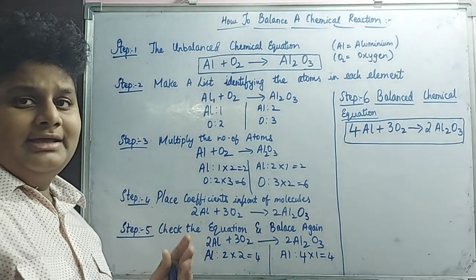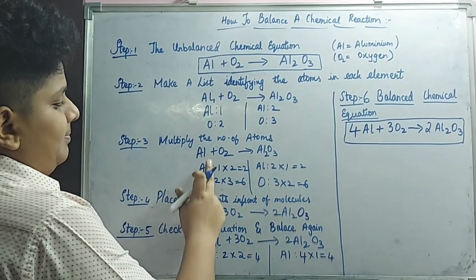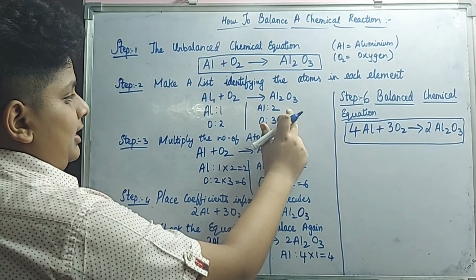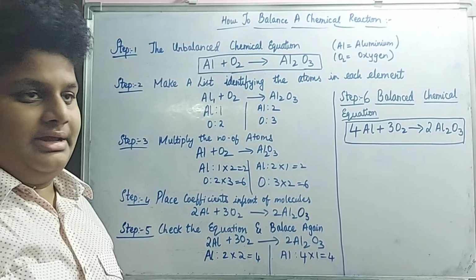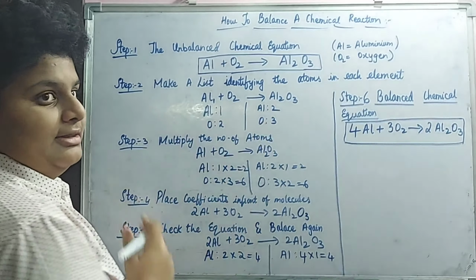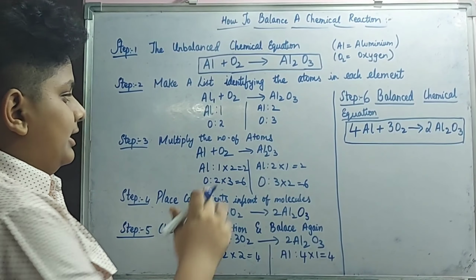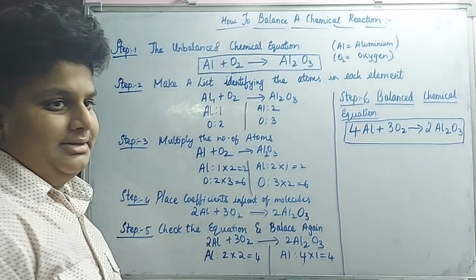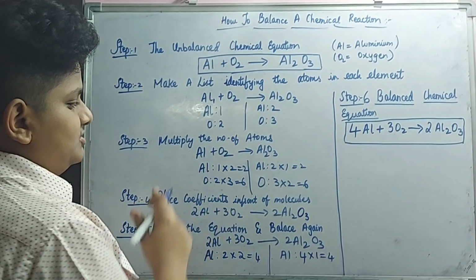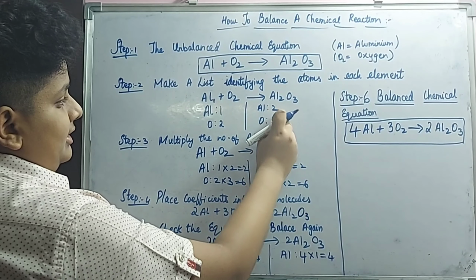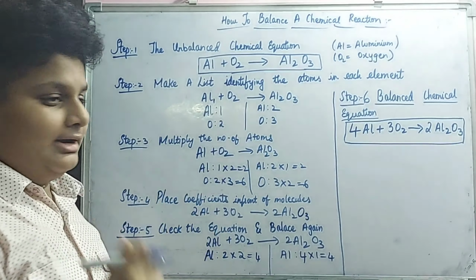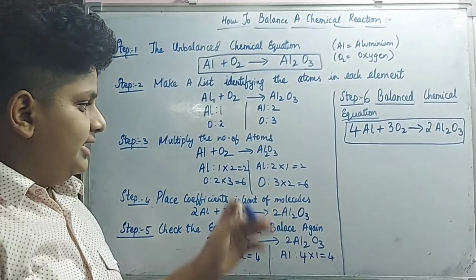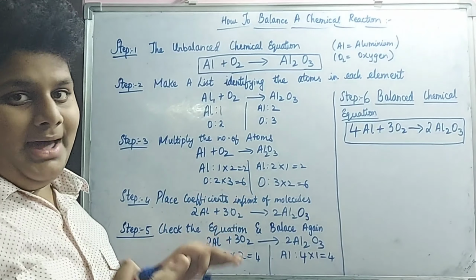Now we should multiply the number of atoms. Al plus O2 goes to Al2O3. Here Al is 1 and there it is 2. Here there are 2 aluminium atoms and here 1 aluminium atom, so we should multiply both of the atoms. We will get 2. And in oxygen we should multiply these 2 atoms and these 3 atoms. Then 2 into 3 is equal to 6. On this side, 2 atoms we should multiply with this 1 atom, which means 2. Here 3 atoms we should multiply with these 2 atoms. Then it is 6. Now here it is balancing.